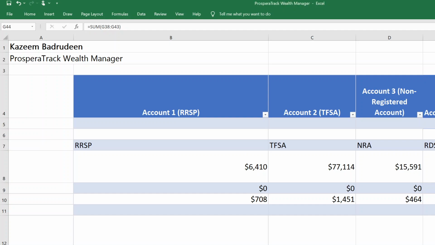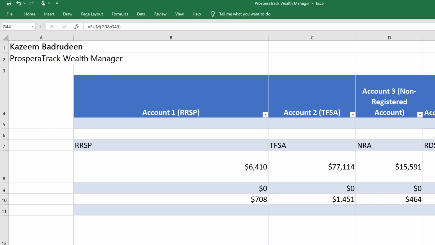In this particular one, the Prosper Track Wealth Manager, I use it as an overall way of getting a glimpse of the various accounts that I use for investment purposes, as a way to have the information in one place and to have it at a glance. This tool has been really useful for that purpose.